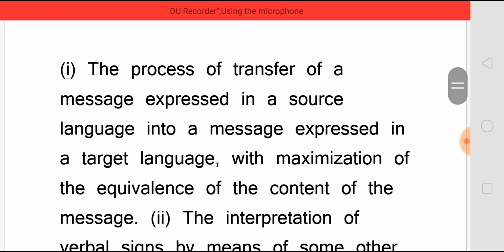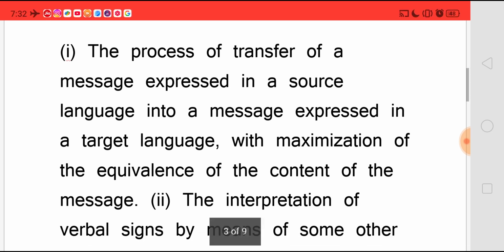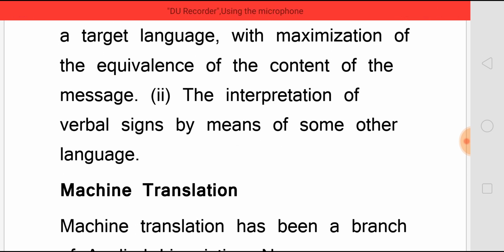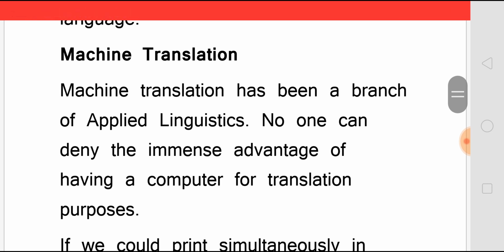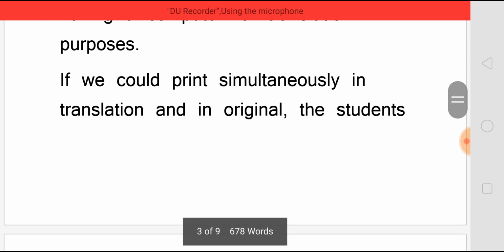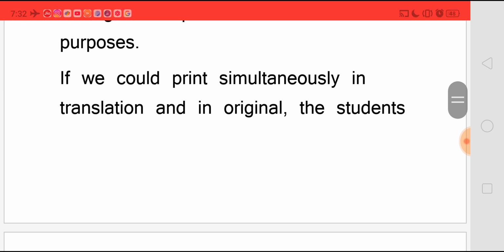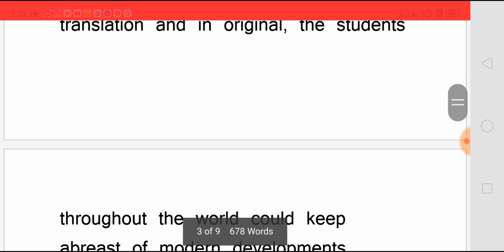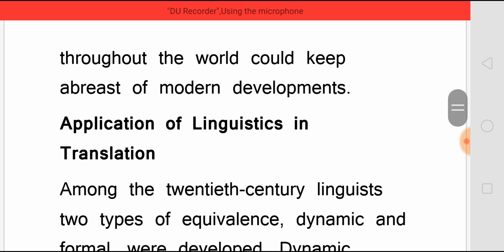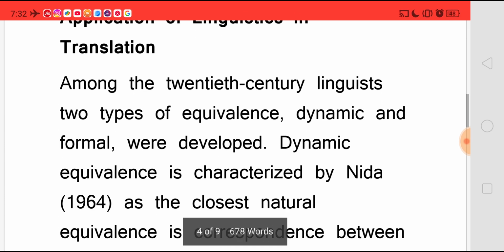Modern translation is the process of transfer of a message expressed in a source language into a message expressed in the target language with maximization of the equivalence of the content of the message. The interpretation of the verbal signs by means of some other language. Machine translation has been a branch of applied linguistics, and no one can deny the immense advantage of having a computer for translation purposes. If we could print simultaneously in translation and in original, the students throughout the world could keep abreast of modern developments.